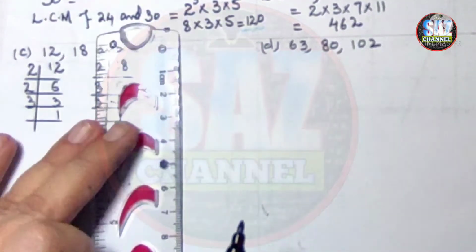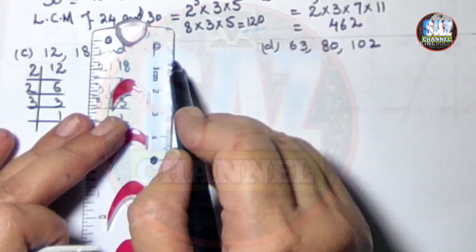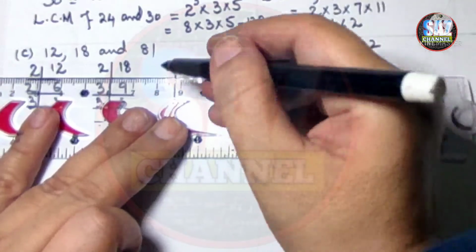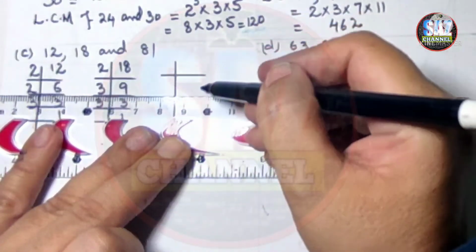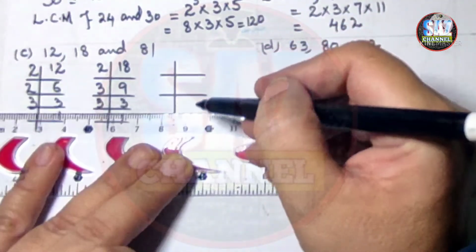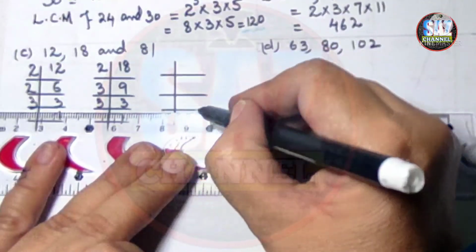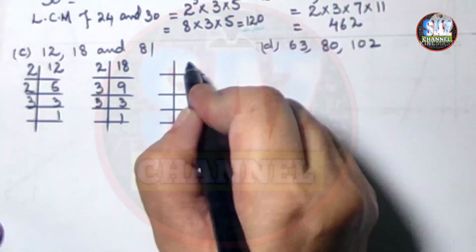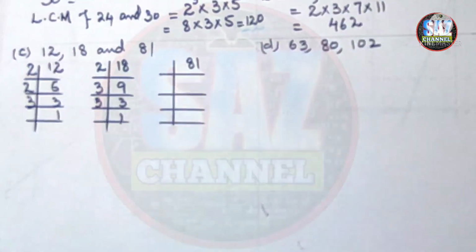Okay, enjoy your work. 81. If tables are good, you can easily go for the division. I will be going a little slow because I'm specially making these lessons for my class 6 and 7 students and my O1 students. 81: the unit digit is not even, not a multiple of 2.